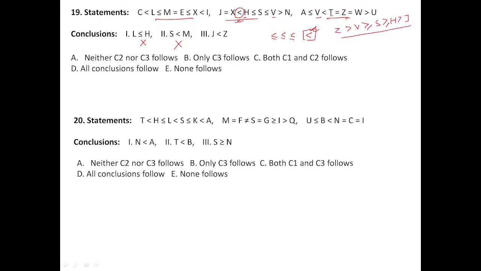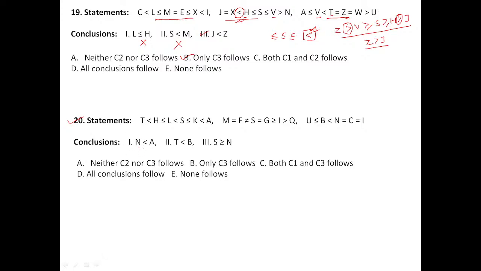So obviously Z greater than J, right? This symbol prevails here, this symbol prevails here. So Z greater than J would satisfy. So only conclusion 3 is correct here. So option B is the correct choice. Moving to question number 20 now.